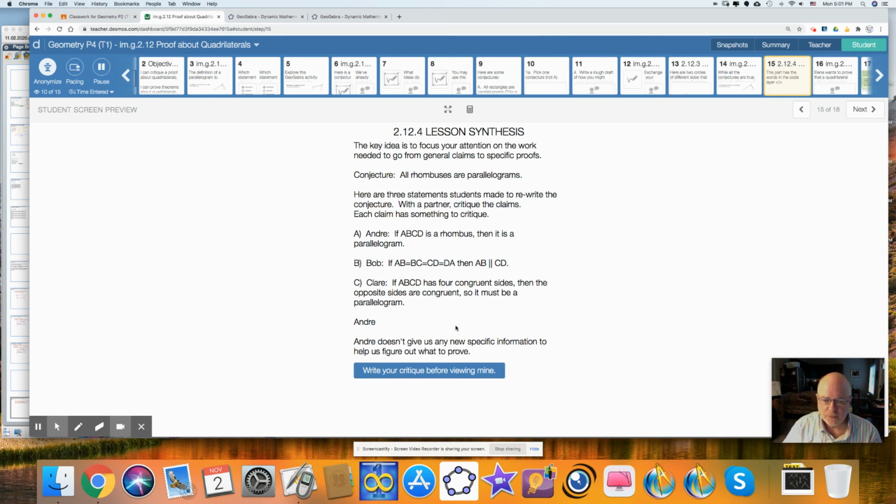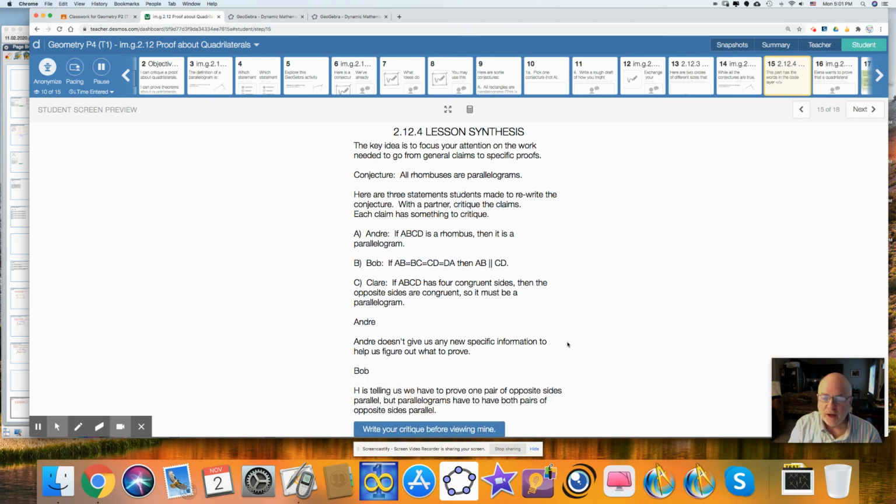Bob says if AB is equal to BC is equal to CD is equal to DA, so he's showing that it's a rhombus, then AB is equal to CD. What's your critique for him? Well, to be a parallelogram, both pairs of opposite sides have to be parallel, and he only gives us one. So that's a critique.